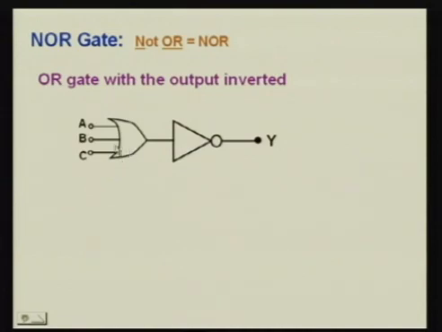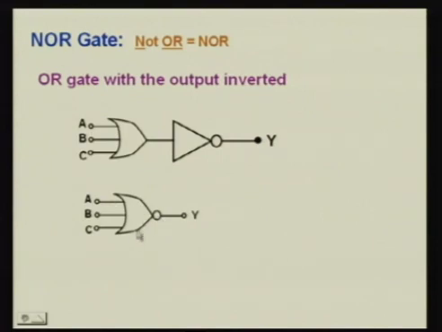You can understand this is the symbol for the OR gate and this is the symbol for the NOT gate. So basically a NOR gate is an OR gate followed by a NOT gate. This is the symbol for the NOR gate. We have A, B, C as inputs and output as Y. This bubbled structure, that is the circle, indicates inversion: whatever we have given is inverted after this bubble.